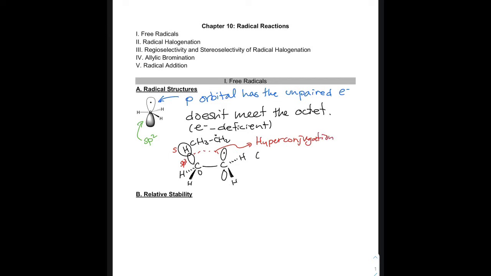Meaning that there's some overlap of the sp3 orbital with the p orbital. Okay, so this is a lot more stable than the methyl radical. And what that means is the more adjacent sigma bonds that you have next to the radical, the better, right?